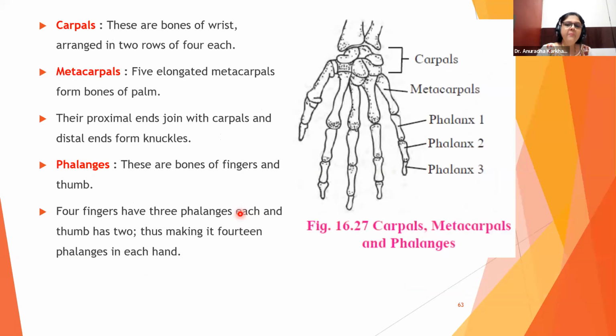Okay. Carpals. These are the bones of the wrist, as I said just now, arranged in 2 rows of 4 each. So we have got 8 in total. 8 wrist bones होते हैं अपने. Metacarpals, 5 elongated metacarpals form the palm bones. The proximal end joins the carpals and the distal ends to form the knuckles.